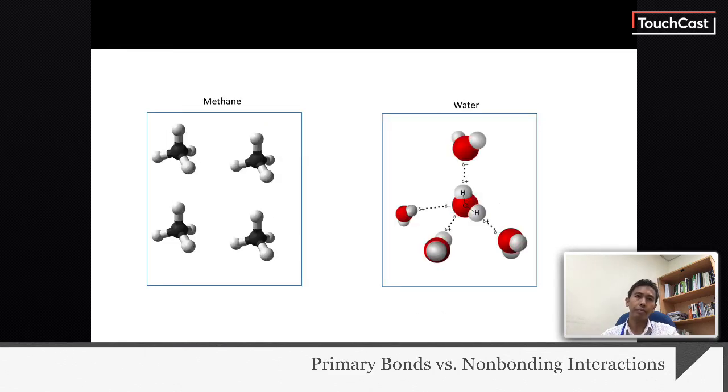If primary bonds in methane, for example, break, degradation or burning occurs. While in water, when water boils, the primary bonds do not change, but the nonbonding interactions are broken.